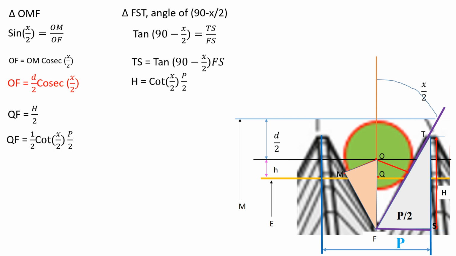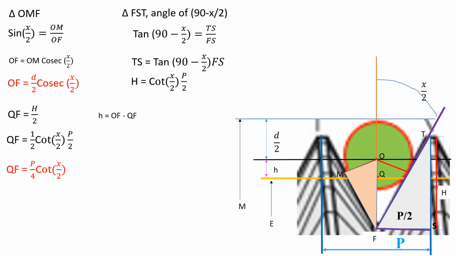Now, from the figure we have to observe that QF is nothing but half of the depth of the thread, that is QF is H by 2. H value we determined from the triangle FST, that is H equals cot of x by 2 into P by 2. Then QF will become half into cot of x by 2 into P by 2. Then the QF value will become P by 4 into cot of x by 2.